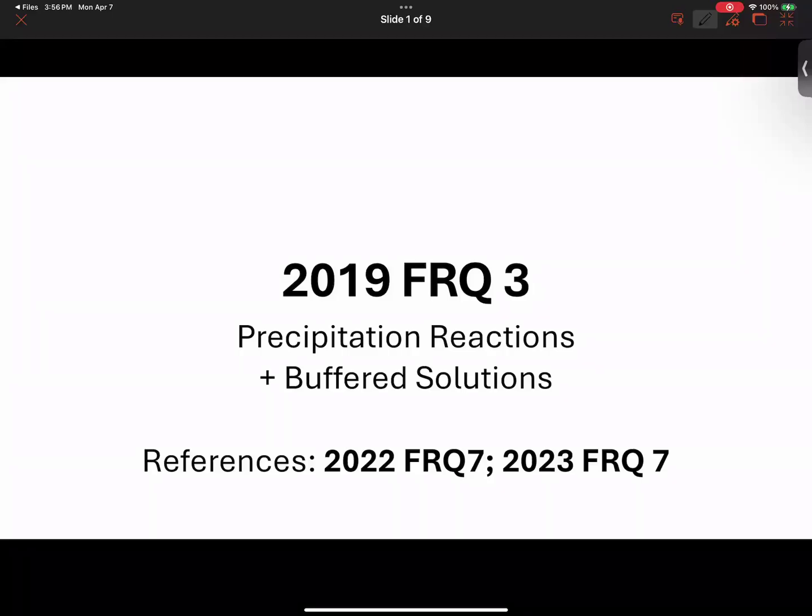Hello, we are looking at the free response problems in the recent 5 years. Let's look at 2019 free response question number 3. This is a combination of precipitation reactions and buffered solutions. Similar precipitation reactions are found in 2022 and 2023 free response questions also. Important topic to understand, and let's work on this problem.